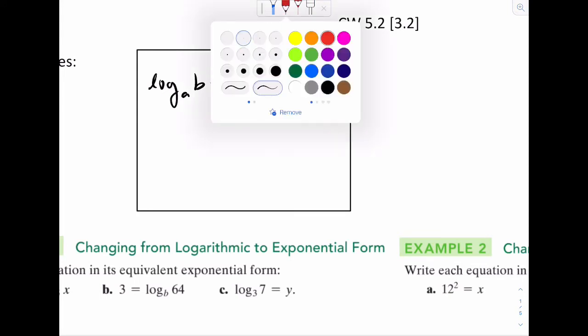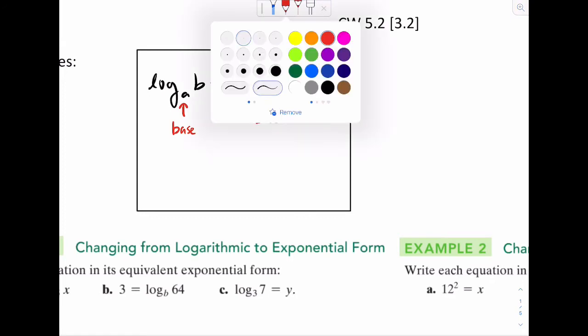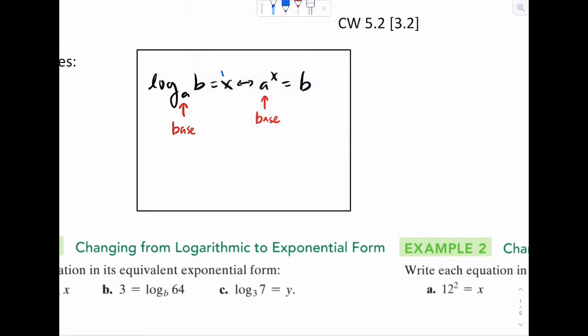So a couple of things you're going to break down. Right there, that's considered your base, and notice how that's also there, base. This x is your exponent, and so is that one. And then the b, I call that the result. So once you have these mechanics down, these problems will get a lot easier for you. And we'll draw a line between it.